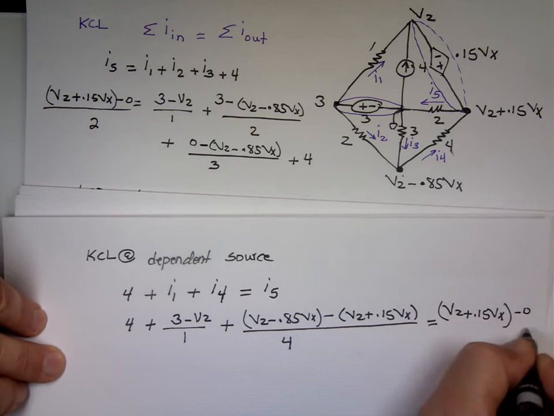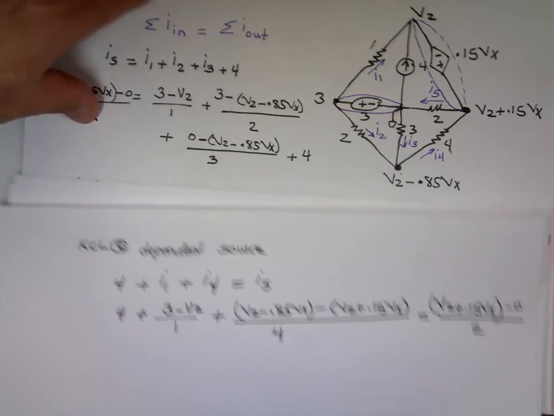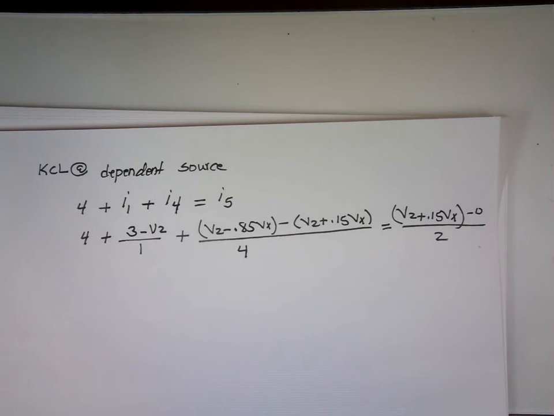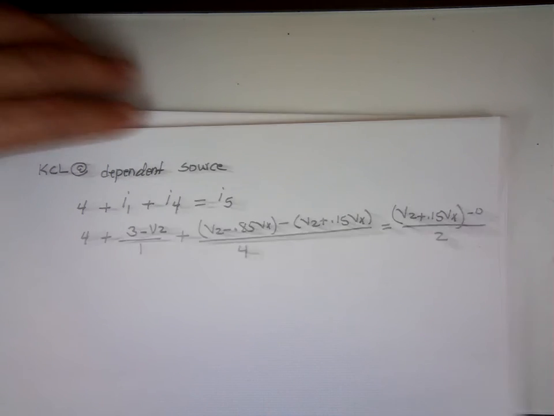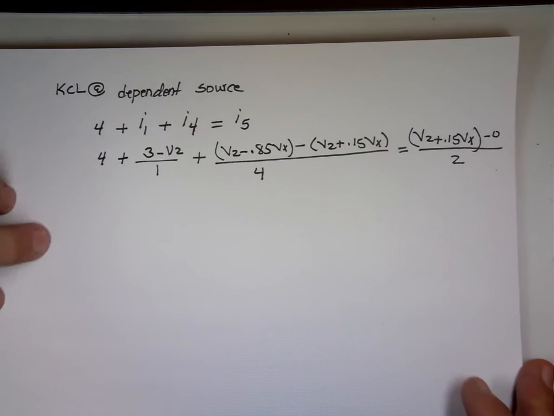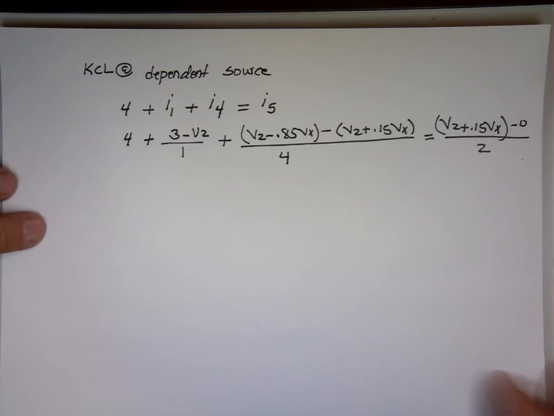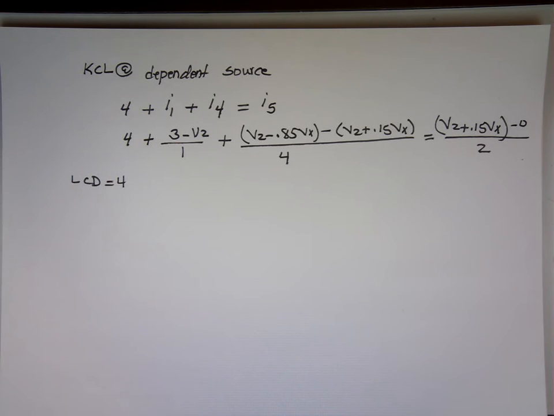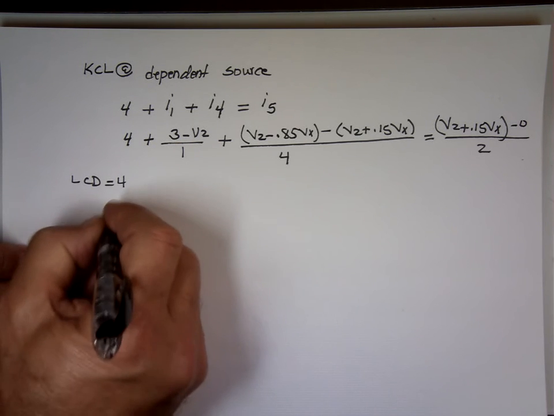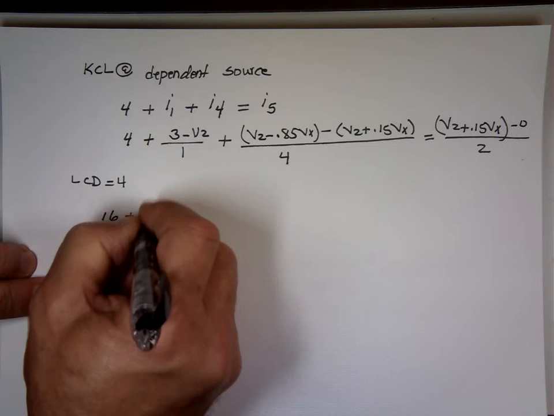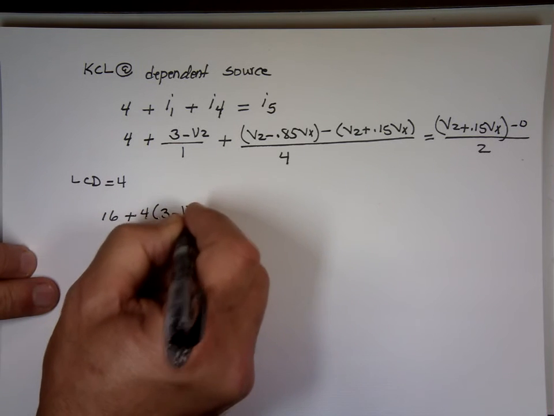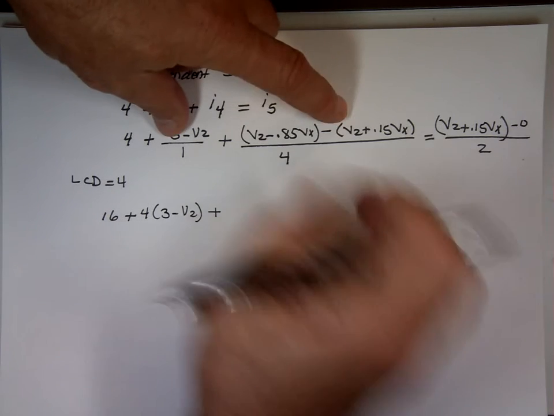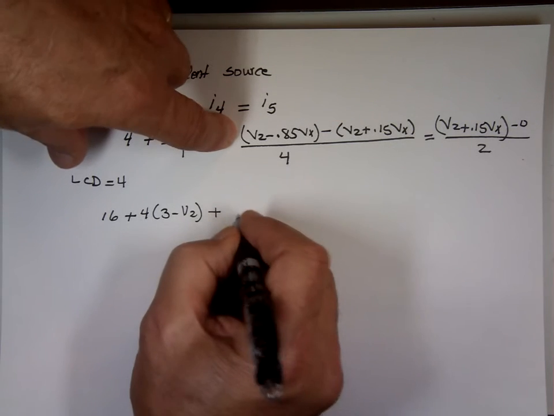Over 2. And now I just got to play with the math. What's my LCD? 4? So let's multiply by 4. 16 plus 4 times 3 minus V2 plus. Now, the 4 will cancel that 4. I'm going to have what?